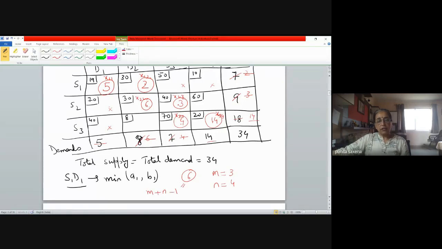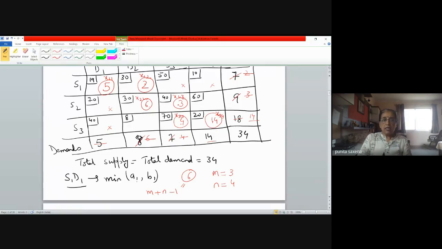So definitely this is the case of a non-degenerate solution. So we are going to get some solution out of it. Optimal or not, that needs to be tested later on. But definitely we'll get some solution out of it. So this is what the northwest corner method is all about.